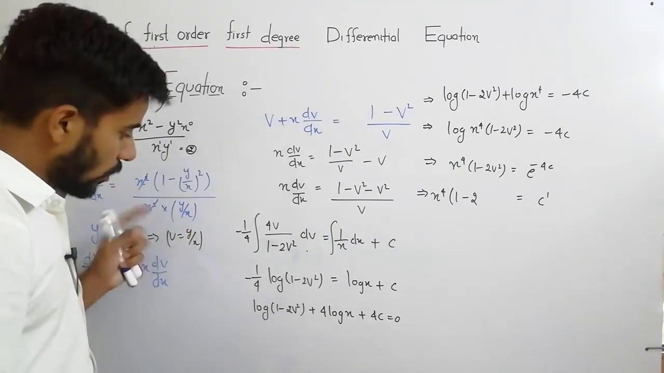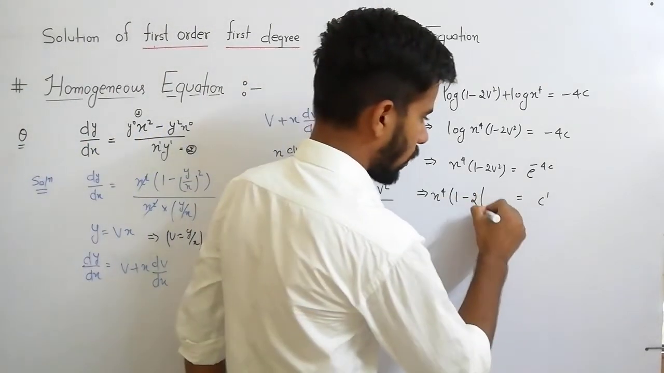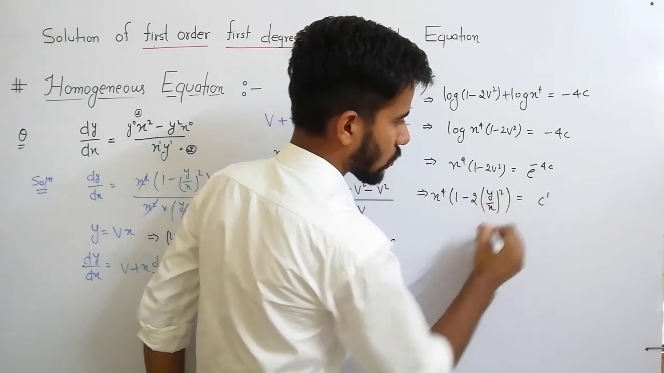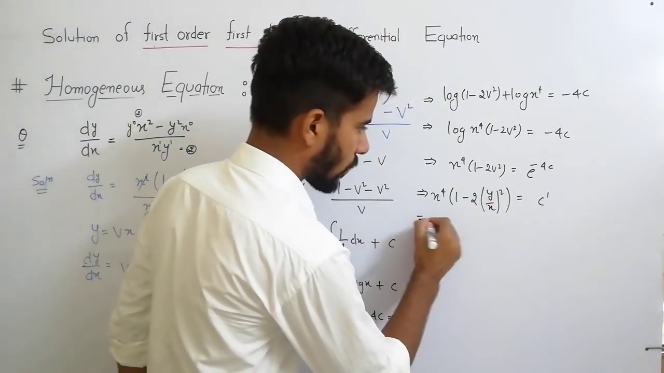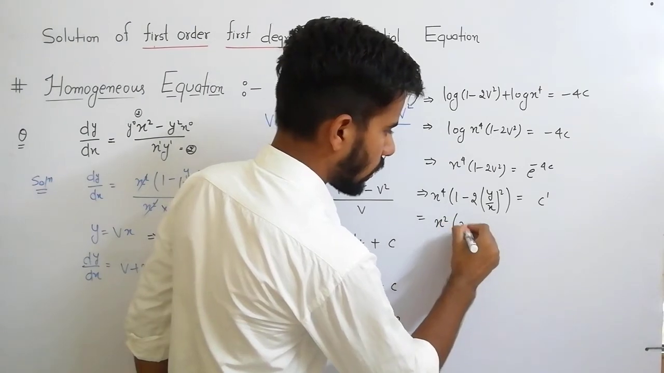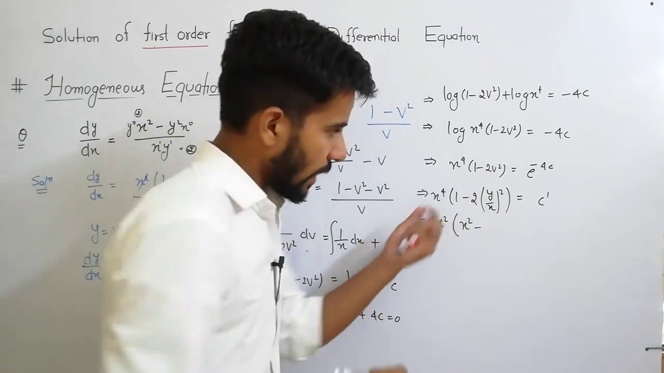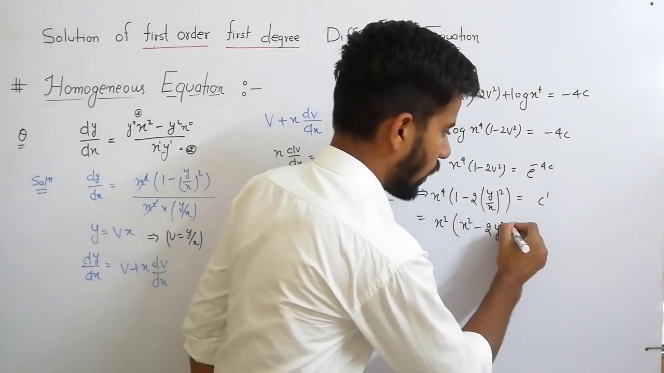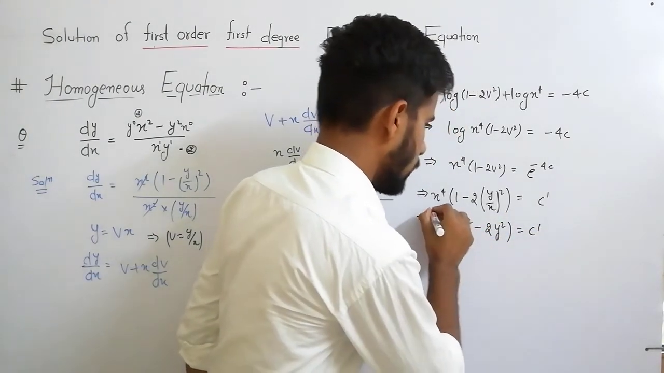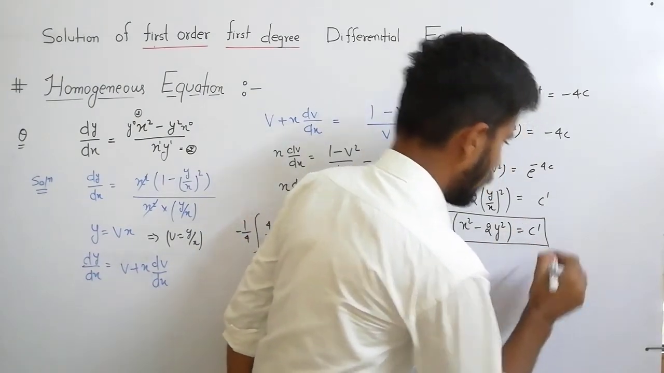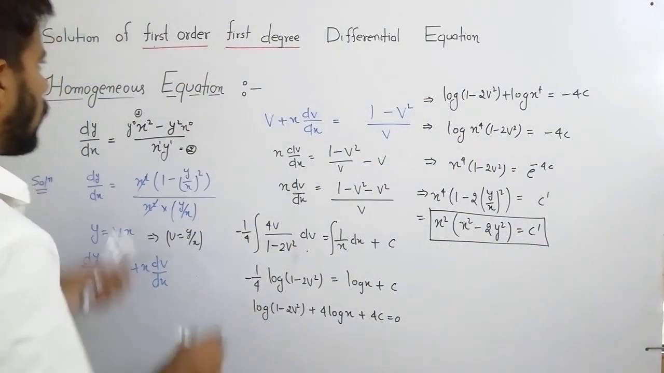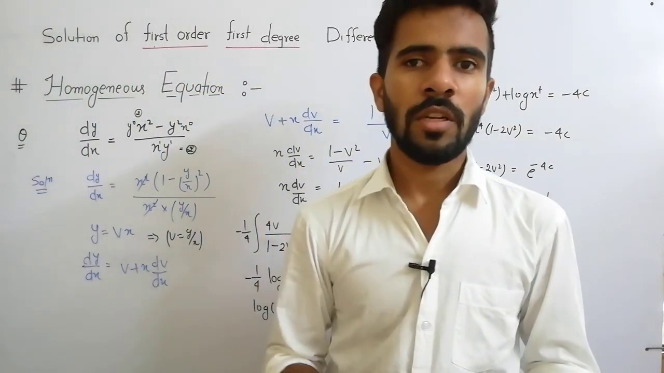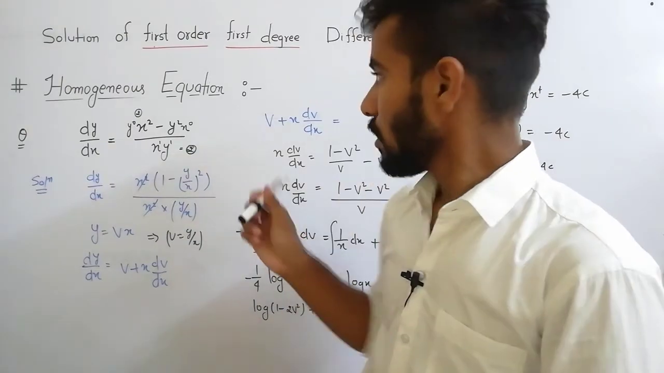Put the value of v, which is y upon x, squared. Then x square minus 2y square, and the x square terms cancel out, so it looks like x square minus 2y square whole square is equal to c dash. This is the final solution of this differential equation, that is, the solution of a first order first degree homogeneous equation using this method.